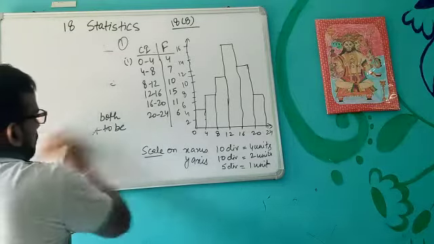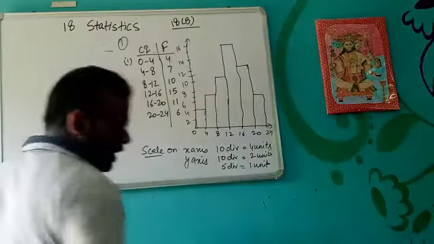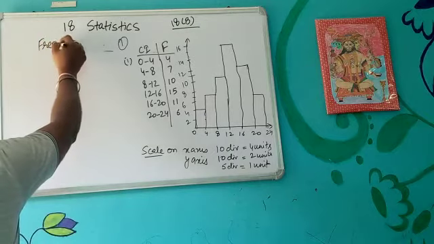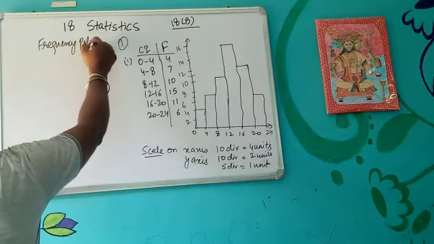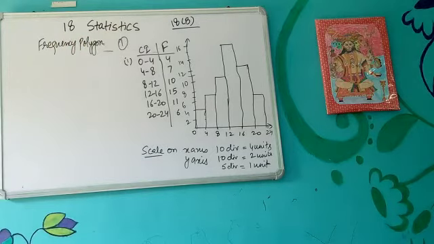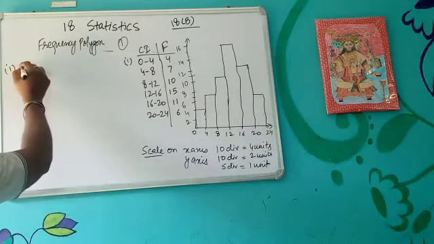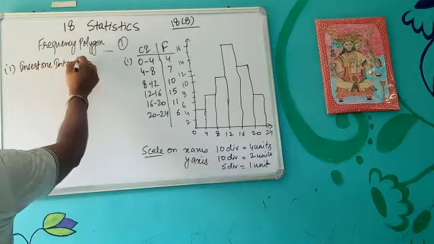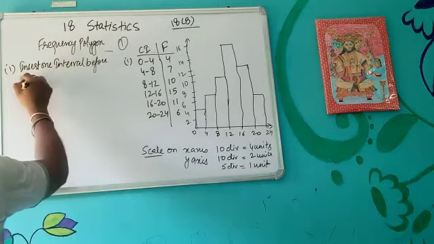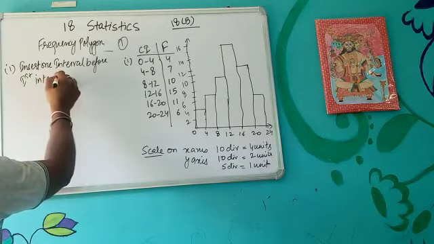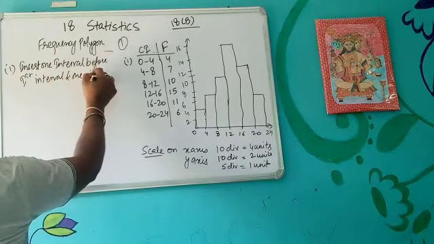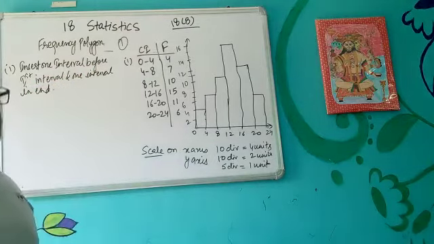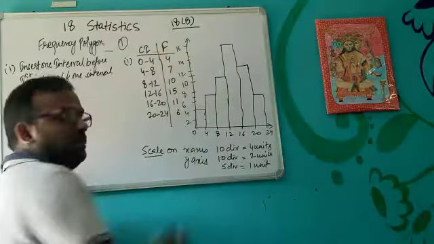Okay, so we can construct the frequency polygon for any type of interval, whether it is inclusive or exclusive, but a few steps are mandatory since it is a polygon. So it should be a closed figure. So the first thing is, we have to insert one interval before the first interval and one interval at the end. Okay, we have to insert one interval here and one interval here.